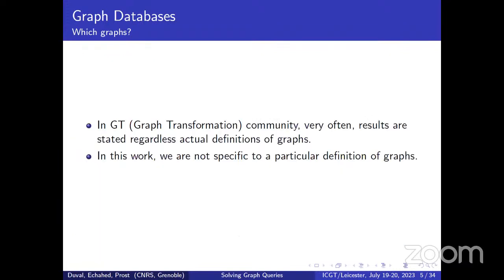Anyway, we know that in the graph transformation community, very often results are stated regardless of the definition of graphs, provided that we can add, remove, etc. It depends on the category. And in this work, despite trying to be algorithmic, we try to be as generic as possible.